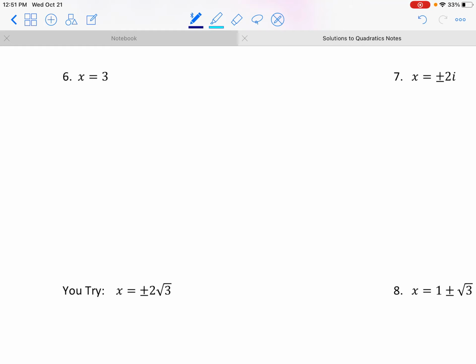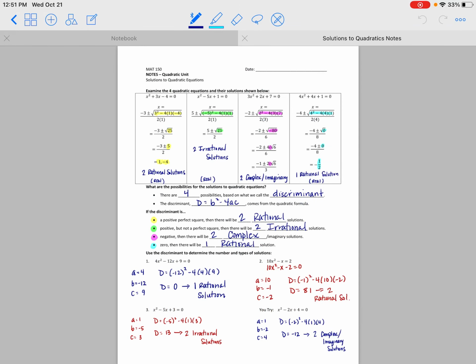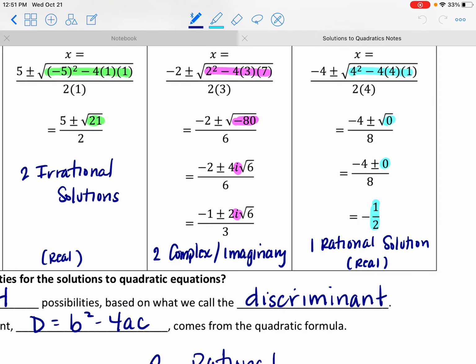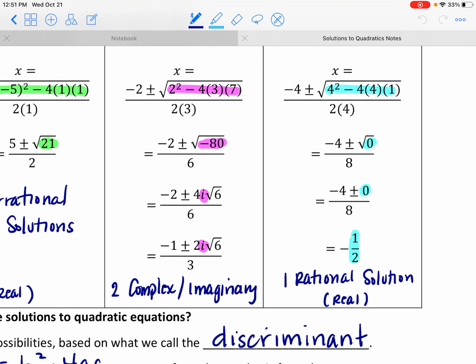How are we supposed to write a quadratic equation when we're only given one of the solutions? Well, what if there is only one solution? What does that mean about our quadratic equation? So let me back up to here, right? When do we end up with one solution? We end up with one solution when we get to 0 under the radical, but that's not really helpful, right?